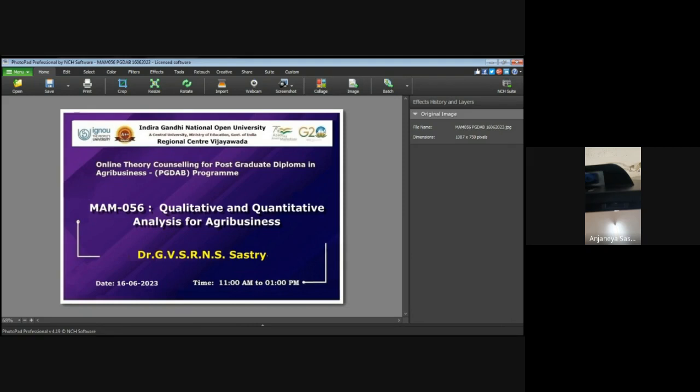For this we prepare a grouping table and an analysis table. Next, after the grouping table and analysis table, we apply the interpolation formula, that is L1 plus (F1 minus F0) divided by (2F1 minus F0 minus F2) into (L2 minus L1). L2 minus L1 is also known as the class interval difference.